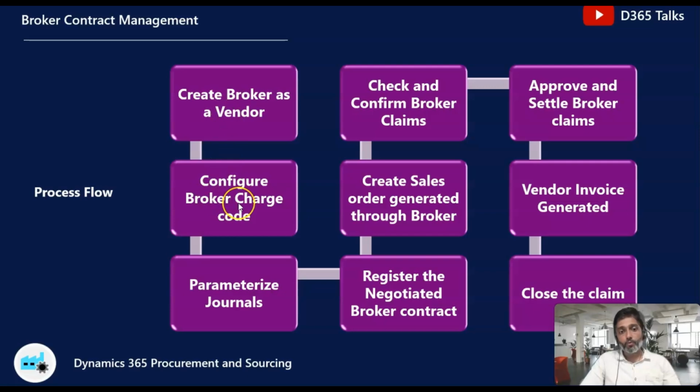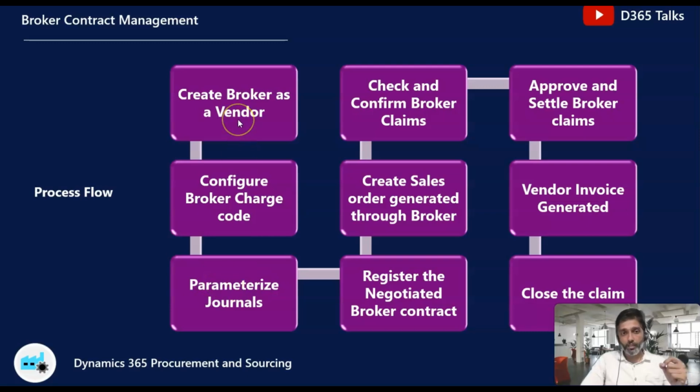Second step is to configure the broker charge codes. We have already discussed in detail about the charge codes capability as part of our procurement and sourcing series. Please do check out the charge codes before coming back to this particular topic. And also I will strongly recommend you to check the vendor rebate session, because creating a broker contract is something similar to creating a vendor rebate agreement. If you have checked that episode and then come back to this, it will be easy for you to understand. And we are going to start off with the third step in the process flow.